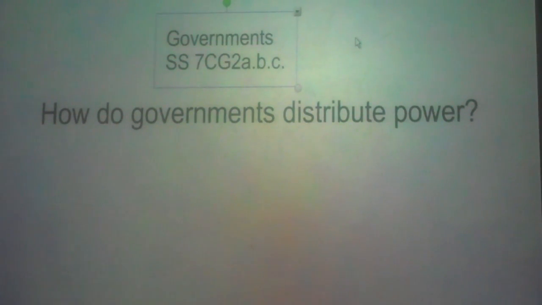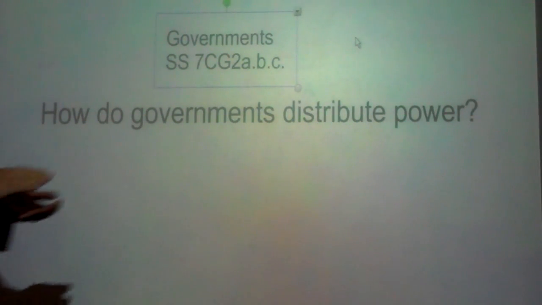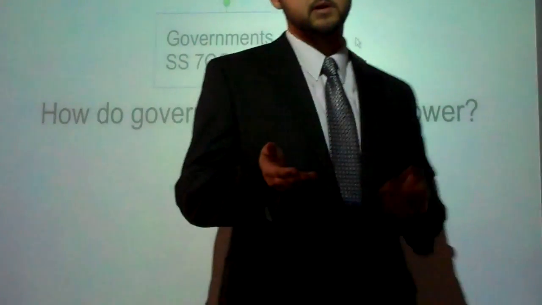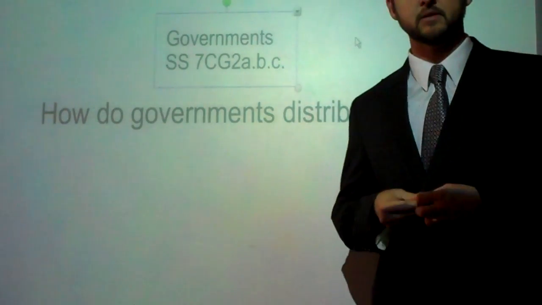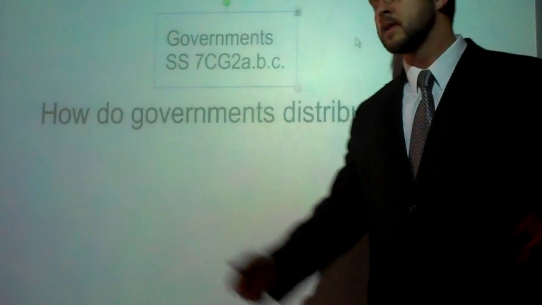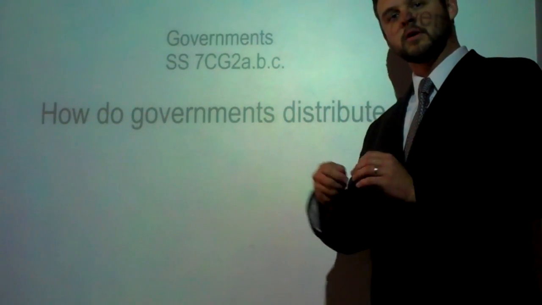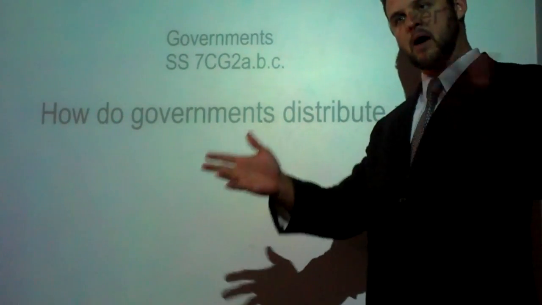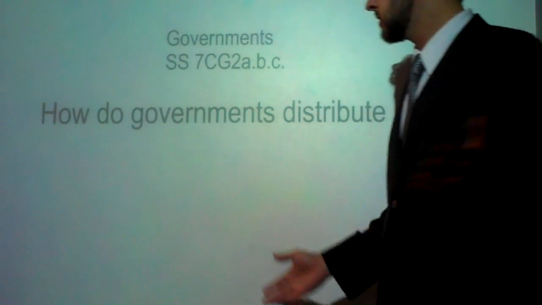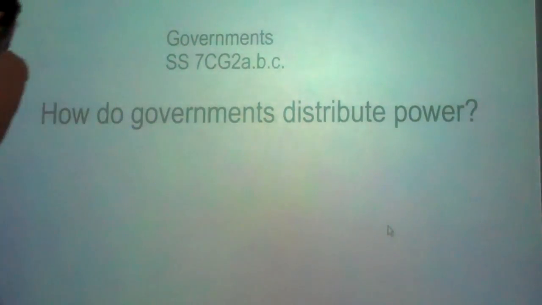So your QTD for today is how do governments distribute power? Now, if I were to take a stack of paper, let's say I've got a stack of paper and I want to give it out to the class. Well, that's what the word distribute means. It means to pass out. Well, governments within their own countries distribute power. They give power out. Power to do what? Well, make and enforce laws.